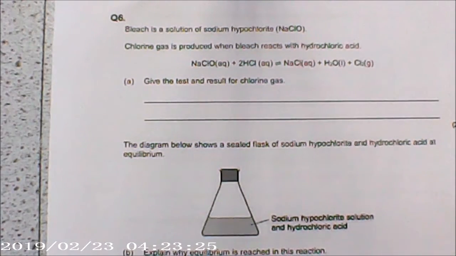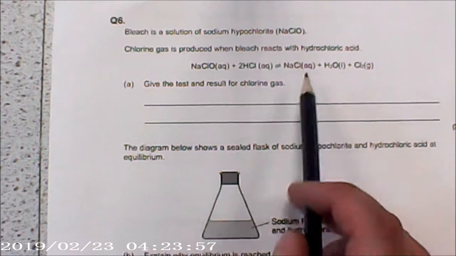Right, so we're going to move on to question number 6, and there are elements in this question that are higher only, and I will point those out as we go through, but that's why only the higher students will be doing this one. Okay, so question 6. Bleach is a solution of sodium hypochlorite. So you've got sodium in there, chlorine and oxygen. Chlorine gas is produced when bleach reacts with hydrochloric acid, and it gives you the equation there.